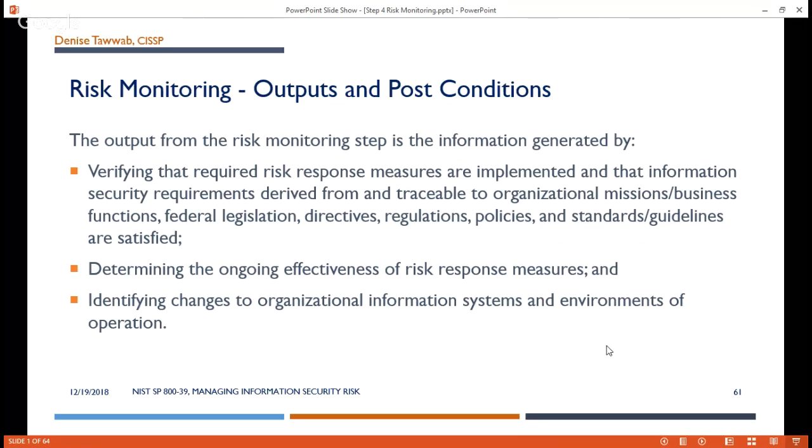So the output from the risk monitoring step is the information generated by verifying that risk response measures are implemented and that information security requirements are satisfied, determining the ongoing effectiveness of your risk response measures, and identifying changes within the information systems or within the environment of operation.